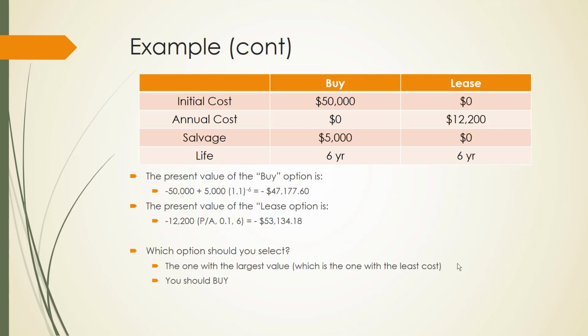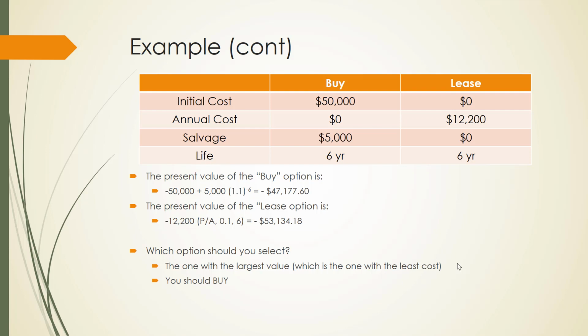So for the buy option, the present value, well, the initial cost is already in the present. And then I just need to take the salvage value and take that future value back to the present. So I will divide by 1.1 as my interest rate to the 6th power. And that gives me a present value of this of negative $47,177.60.